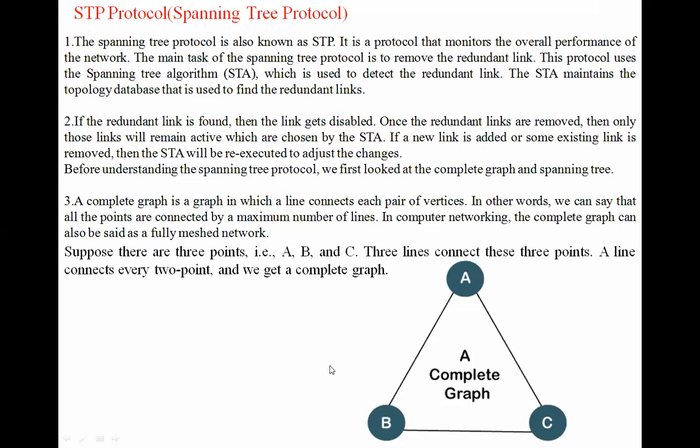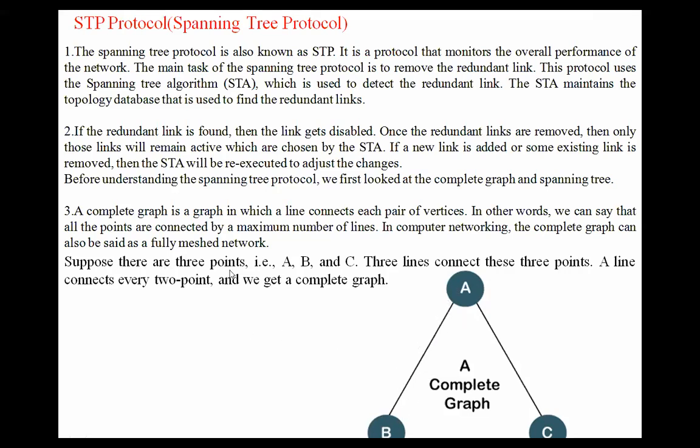To become a complete graph, any 2 points must be connected, whether from A to B or from A to C. This link will be common. You have to connect from B to A or B to C, and from C to A or C to B. As written here, 3 points A, B, C, and 3 lines connect these 3 points. The line connects every 2 points and you get a complete graph.